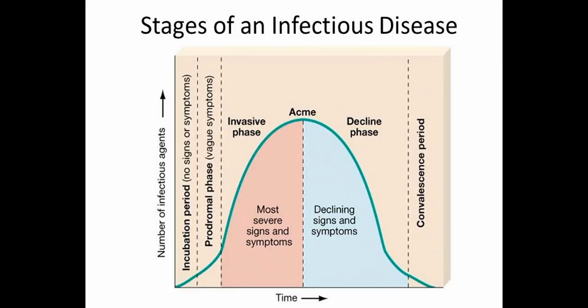Now we will see what the stages of an infectious disease are. You can see the graph in which the first phase is the invasive phase, the second one is acme, and the third phase is the decline phase, and this graph is between the number of infectious agents versus time. Incubation period, no signs or symptoms at the start, and the prodromal phase where vague symptoms are introduced.